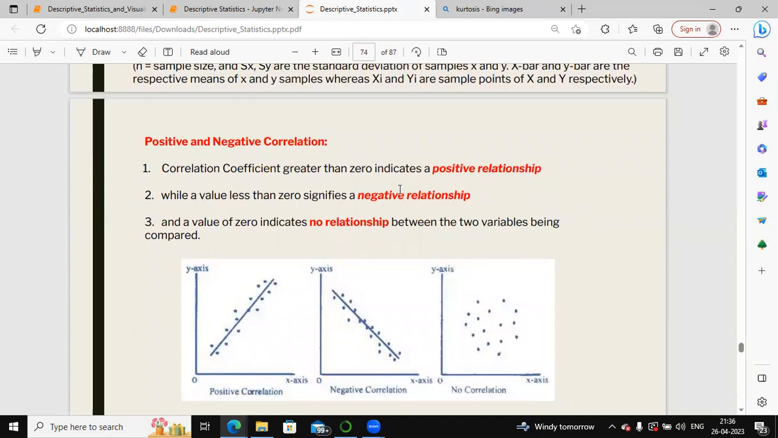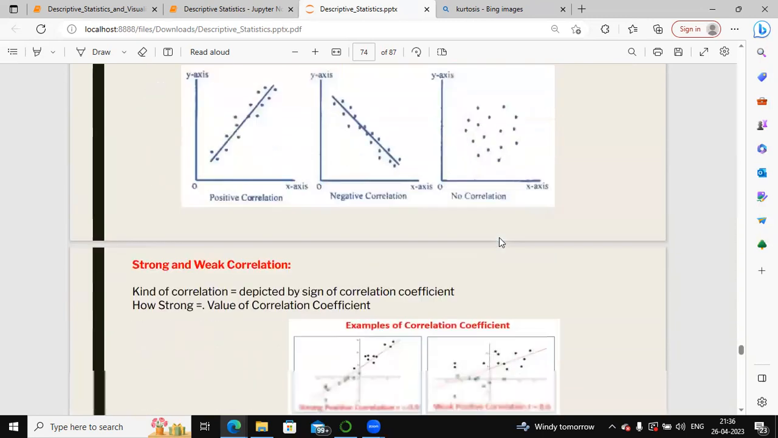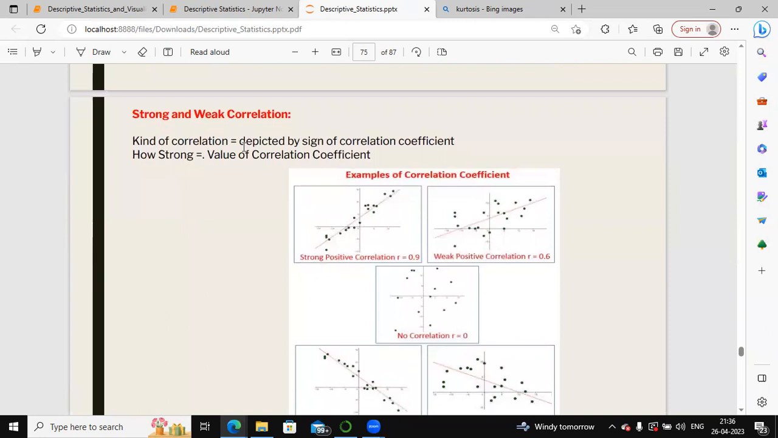So positive and negative correlation. A correlation coefficient greater than 0 indicates a positive correlation. This is positive correlation. A value less than 0 indicates a negative correlation. And the value 0 indicates there is no relation between the two variables being compared. Strong and weak correlation. The kind of correlation is depicted by the sign of the correlation coefficient.